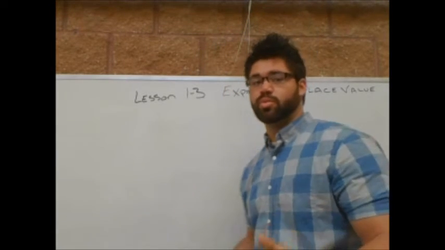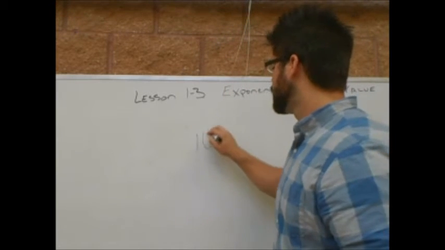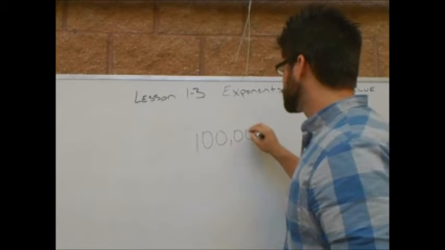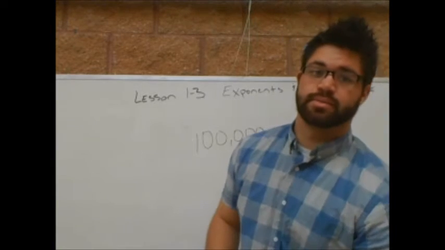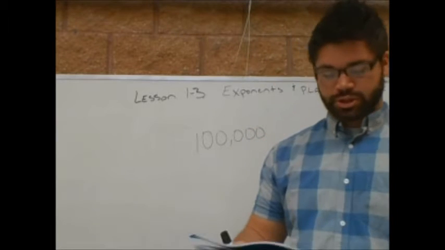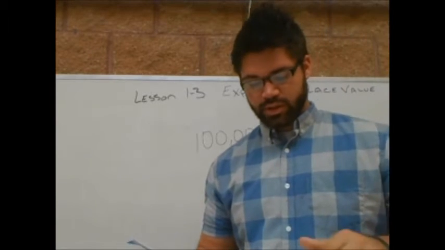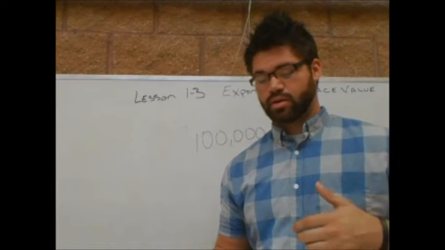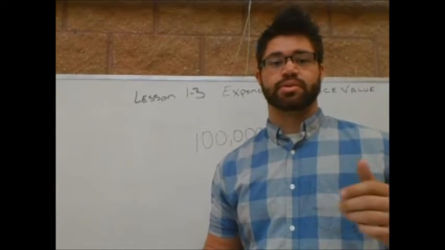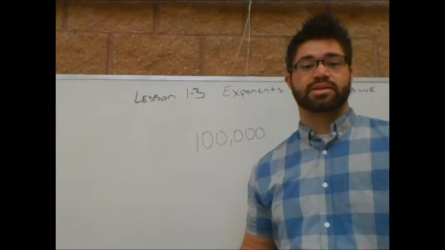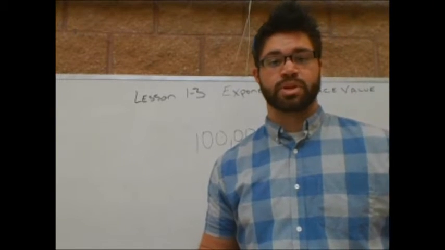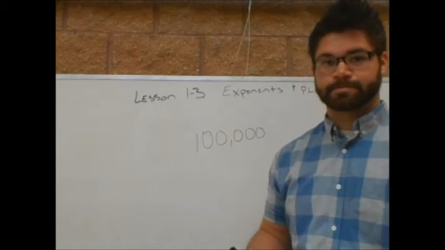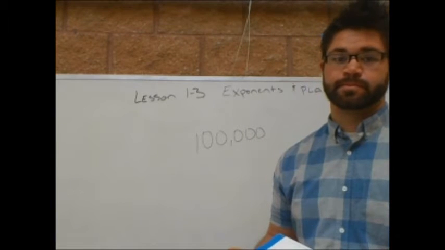Okay, so I'm going to write a number on the board. I'm going to write 100,000. And here's what I want you to do. I want you to write 100,000 as repeated multiplication of 10. So again, all you're essentially doing is writing 100,000 as a product of tens. So what's that going to look like? Go ahead and do that now.